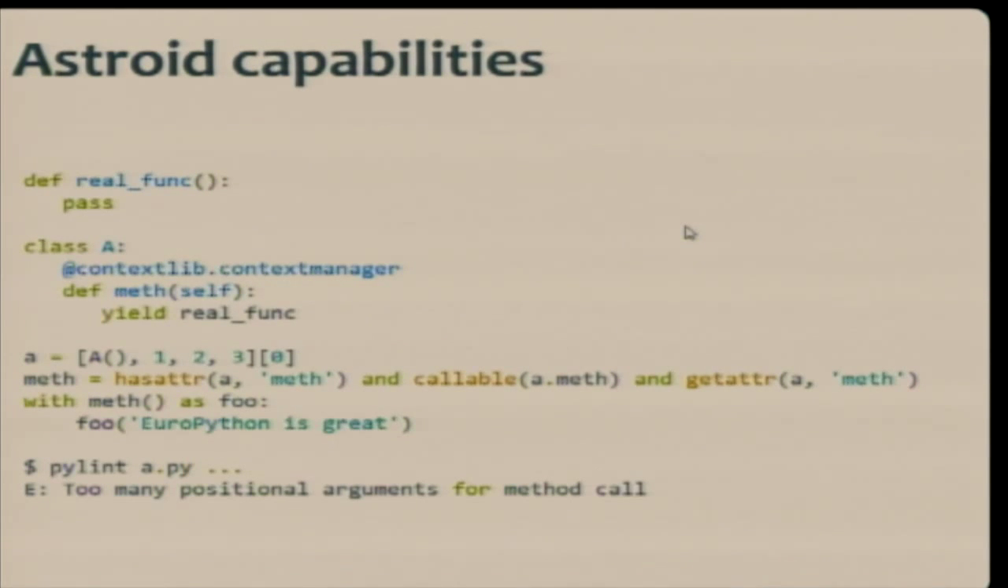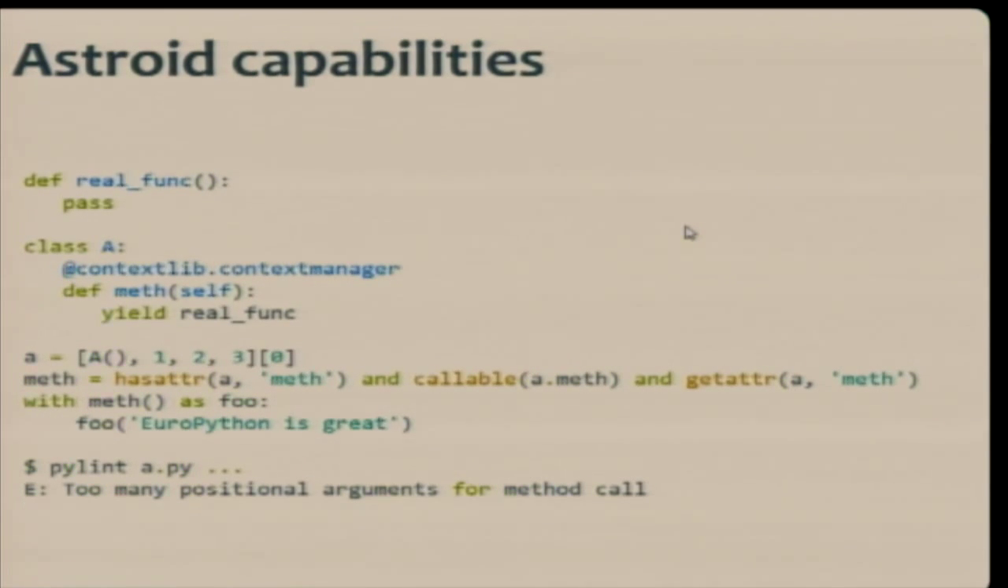Here's a more complex example of Astroid's capabilities. As you can see here, Astroid understands list indexing, hasattr, callable, getattr. At that particular line where met is retrieved, the hasattr call will return true because A has the method called met, and A.met is callable, and getattr of met from A will return the object. So it will be like true and A.met, and in this case the last value, which is also true, will be returned. So met will be A.met.